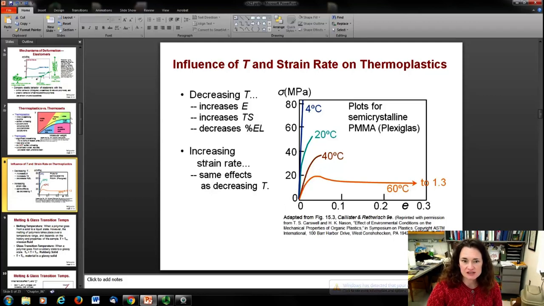You can also see these same effects if you increase your strain rate. If you apply a force or stress faster on the material, then you can see some of the same effects, and that's because they heat up as they're deformed. But if your strain rate is too high, then they don't have time to heat up much, and so they act as a colder polymer.